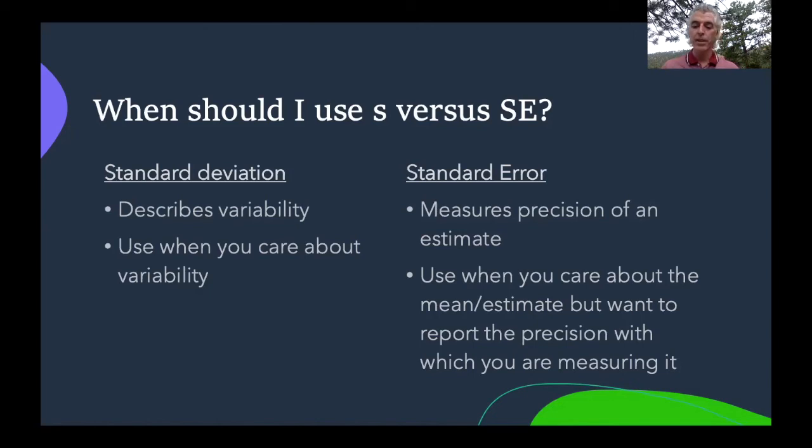So I hope this short video then helped to clear up the difference between the standard deviation of a sample and the standard error of the mean.